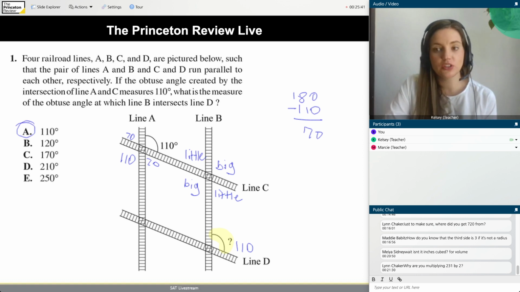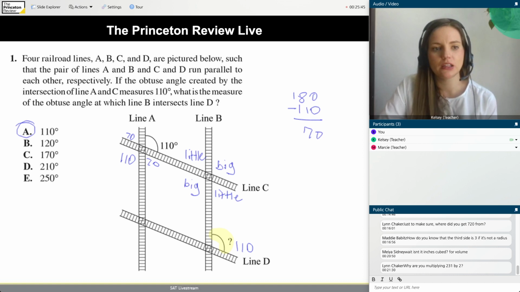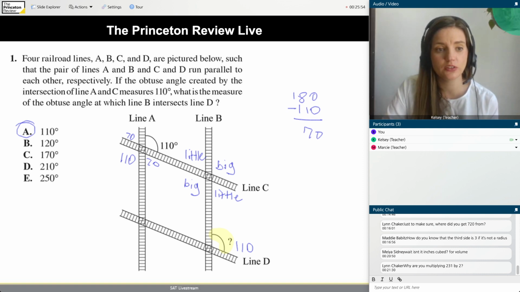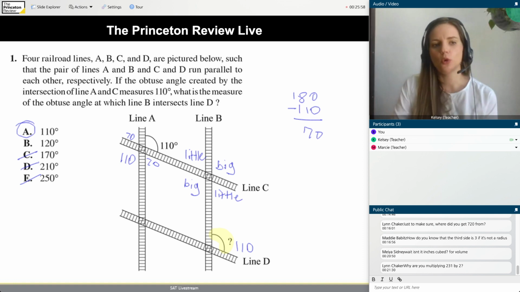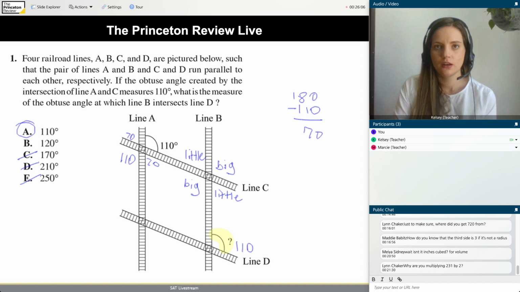Another thing we could have done here, again, if you're running out of time, if you don't remember these rules, ballpark out anything that looks like it's way too big. On these tests, unless it says it's not drawn to scale, you can assume that it is. So we could have eliminated these 3. Kind of hard to ballpark 110 versus 120. So we did need to remember that rule to be able to solve this question all the way through, but that's one way that you can eliminate some of your answer choices. Any questions with this one before we move on?